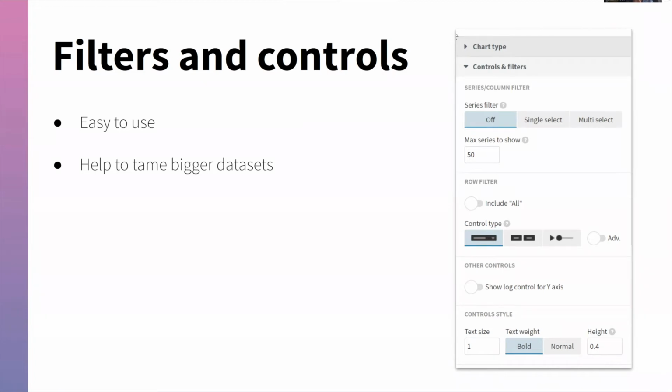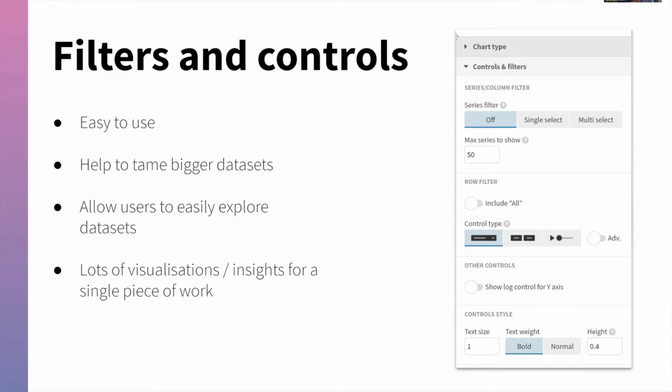Let's say, similar to an example that we're going to look at, you've got data for countries all around the world, multiple hundreds of countries. It's perhaps for COVID cases per country, and you want your audience to be able to explore that. How do you tame that? Filters and controls is going to help you. As I say, that then allows your users to easily explore data sets and find the data that they're interested in. It can allow you really to deliver a lot of insights for just a single piece of work, the preparation of a single chart.